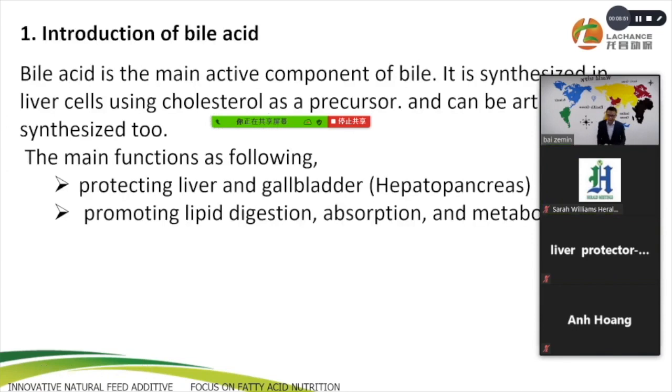Okay, bile acid actually is a main active component of bile. It's synthesized in the liver cells using cholesterol as a precursor, and now we can also synthesize it artificially in our factory. Okay, the main function is, first, protecting the liver and gallbladder of fish and the hepatopancreas of shrimp, and also promoting lipid digestion, absorption, and metabolism.